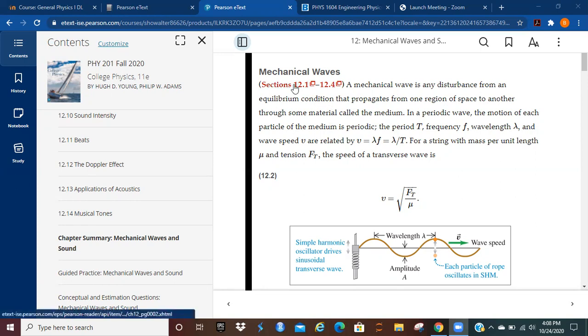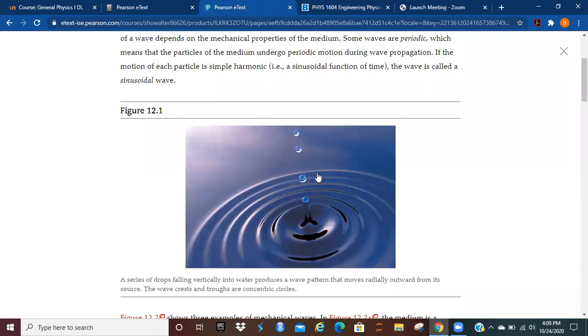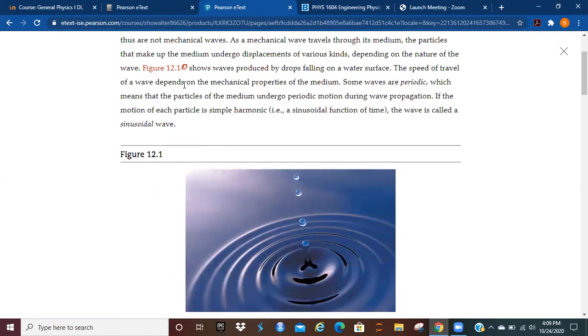So let's take a look at these sections individually and see what they have to talk about. Electromagnetic waves, such as radio and light waves, don't require a medium and are not considered to be mechanical waves. A mechanical wave travels through its medium, and the particles that make up the medium undergo displacements of various kinds. The speed of travel of a wave depends on the mechanical properties of the medium.